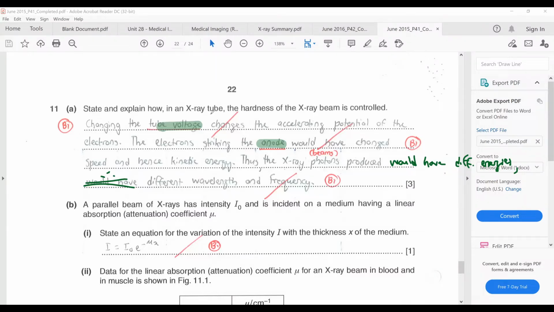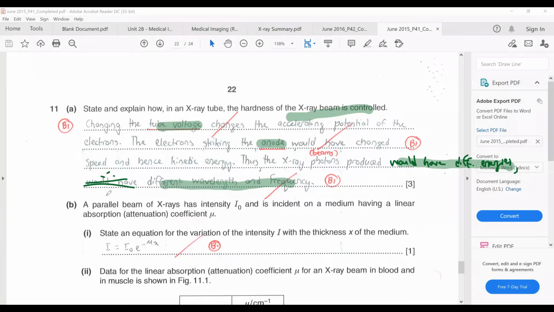The confusion here is this: how did this even relate to this? This one was a point inside, but it was what the marking scheme wanted, so it seems a bit out of place. In order to make it consistent, I think it's better if you write this: the X-ray photons produced will now have different energies, therefore you have different wavelength and frequency. So that part is okay.